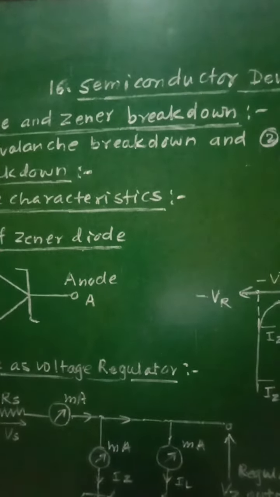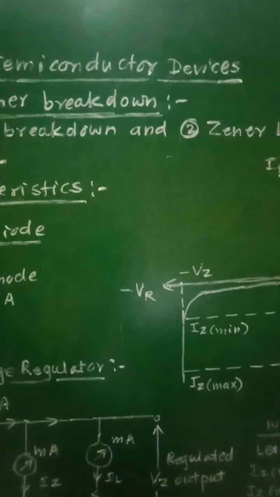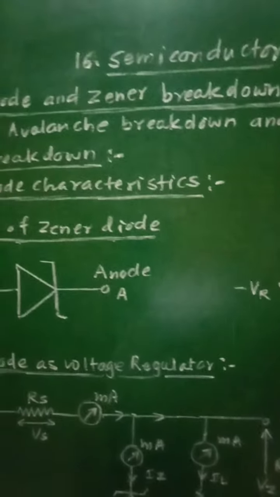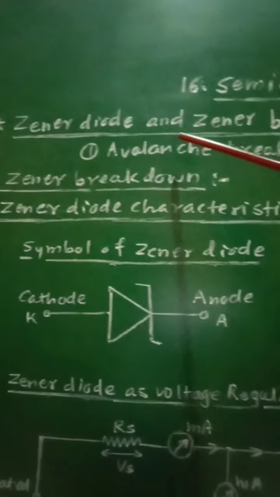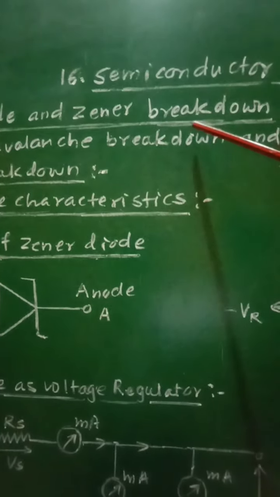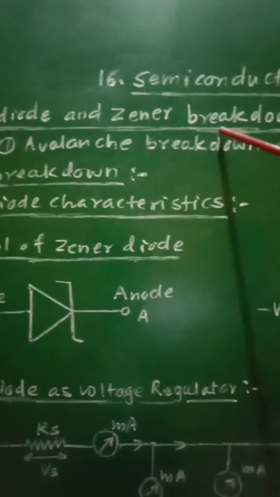Class 12th, Subject Physics, 16th chapter, Semiconductor Devices. From the chapter, let us see Zener diode and Zener breakdown.